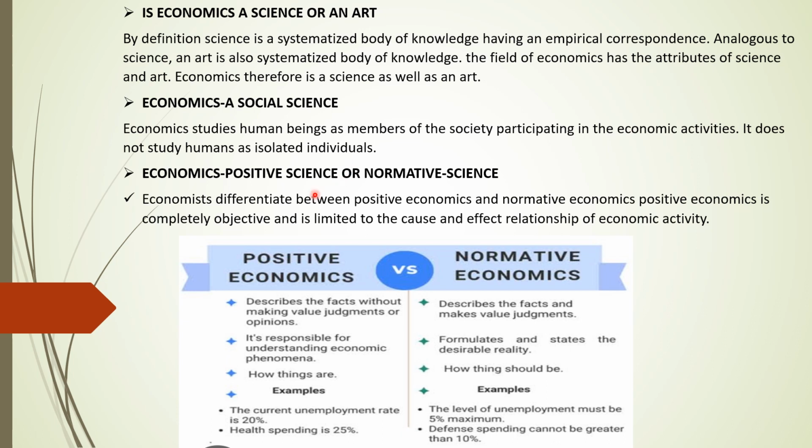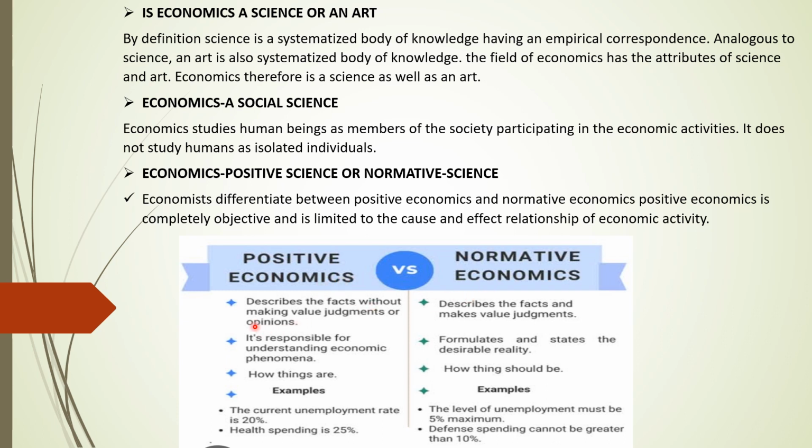Okay, so economics is a positive science और normative science. So economists differentiate between positive economics and normative economics. Okay, so positive economics is completely objective and is limited to the cause and effect relationships of the economic activity. Okay, so let us know the difference between positive economics and normative economics.